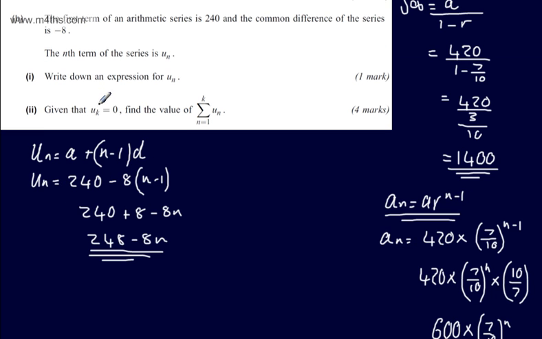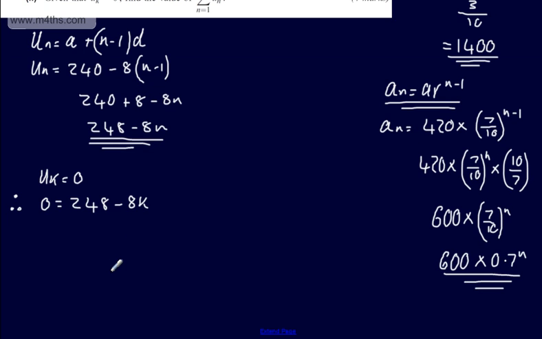Given u sub k is equal to 0, we're asked to find the value of the sum from n equals 1 to k of u sub n. This part of the question carries 4 marks. So we need to find the value of k. We've got u sub k is equal to 0. Therefore, subbing this in, we can say that 0 will be 248 minus 8k. So 8k equals 248, and dividing both sides by 8, k is going to be 31.